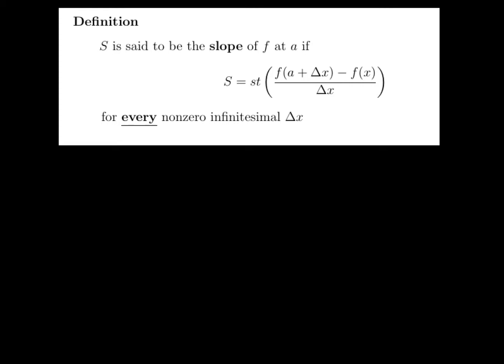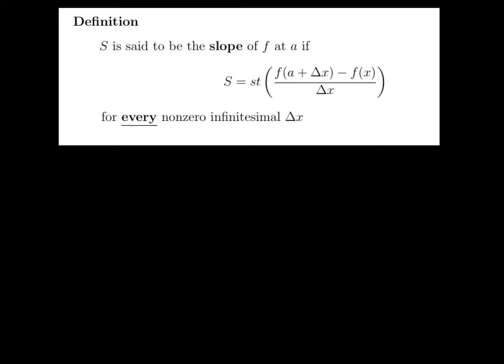In the last video, we computed the slope of a curve at a particular point. And here we have the formal definition of what we mean by slope for any function. So given any function f, and we're going to look at the point a, then the slope of that function is the standard part of f of a plus delta x minus f of a divided by delta x for every non-zero infinitesimal delta x.